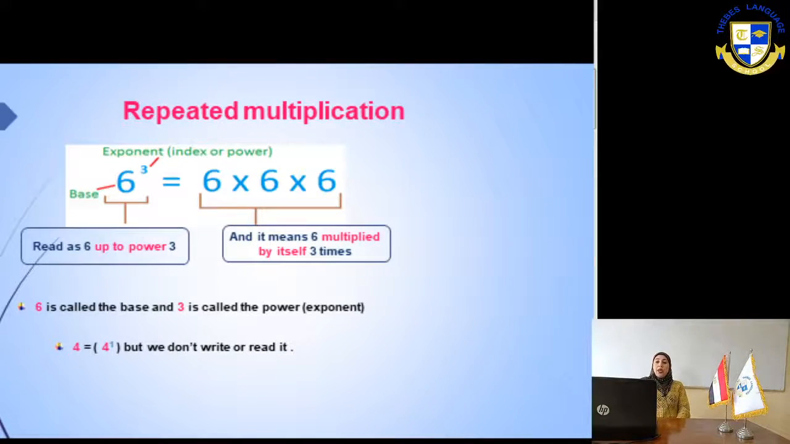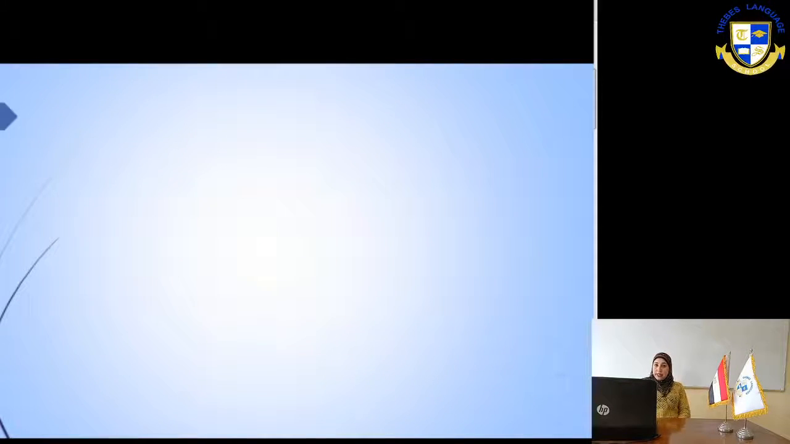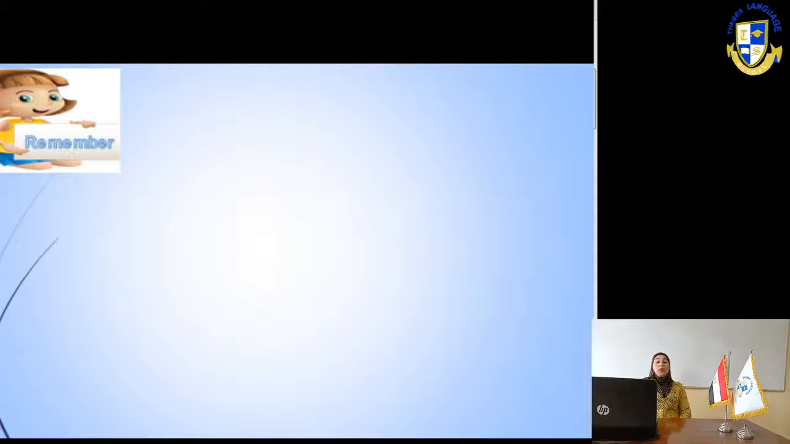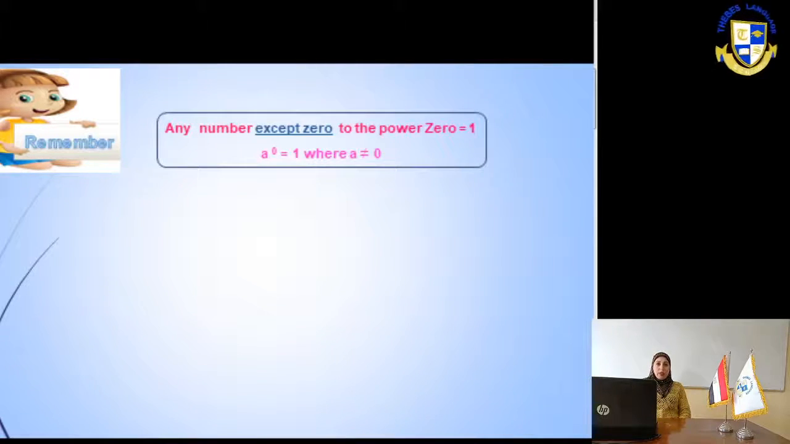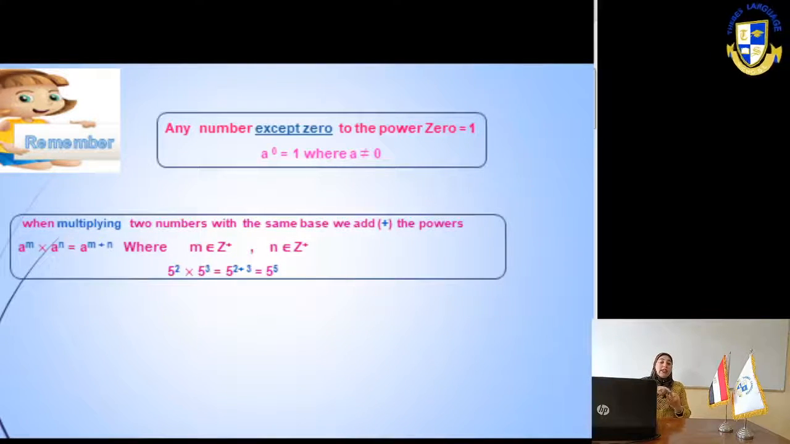Let's see. Any number except 0 to the power 0 equals 1, which means 8 to the power 0 equals 1. 6 to the power 0 equals 1. Negative 4 to the power 0 equals 1. Any integer up to the power 0 equals 1 except 0.